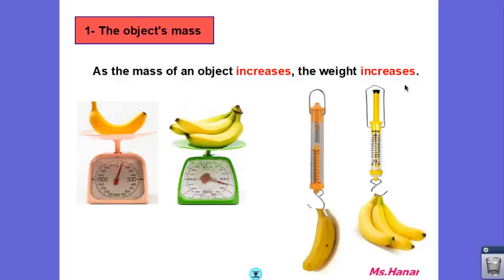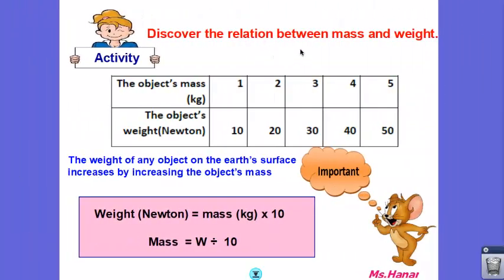So, as the mass of an object increases, the weight increases. Now let's discover the relation between mass and weight by this activity. We made this activity by using a balance and spring scales. We bring different objects with different masses and measure their masses by the balance scale and write their mass in this table. Also, hang these objects on a spring scale and record their weight.